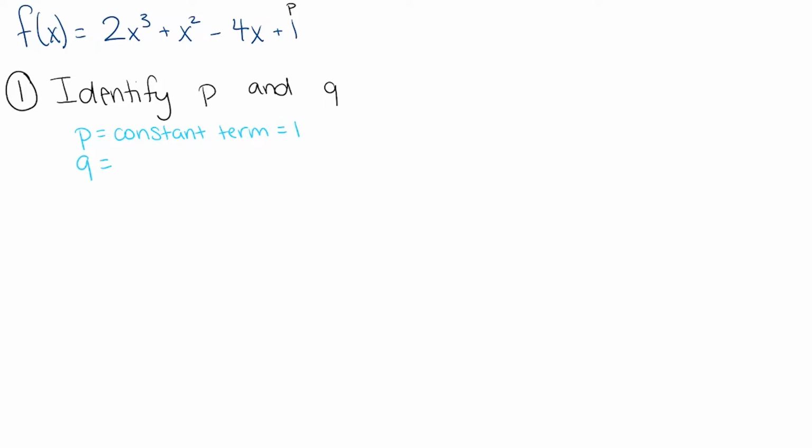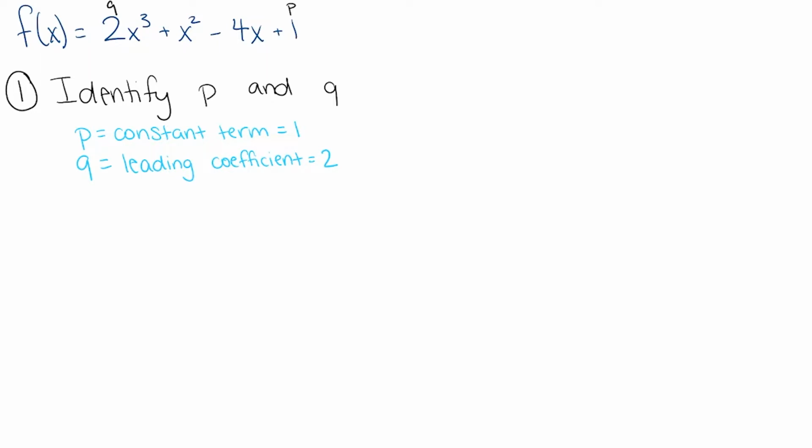And then our q is our leading coefficient. The leading coefficient is typically the first number that we see in our polynomial. But if our polynomial is out of order, the number that has the variable with the largest exponent, that number is your leading coefficient because that entire term is your leading term for your polynomial. So in this case, our leading coefficient is 2.